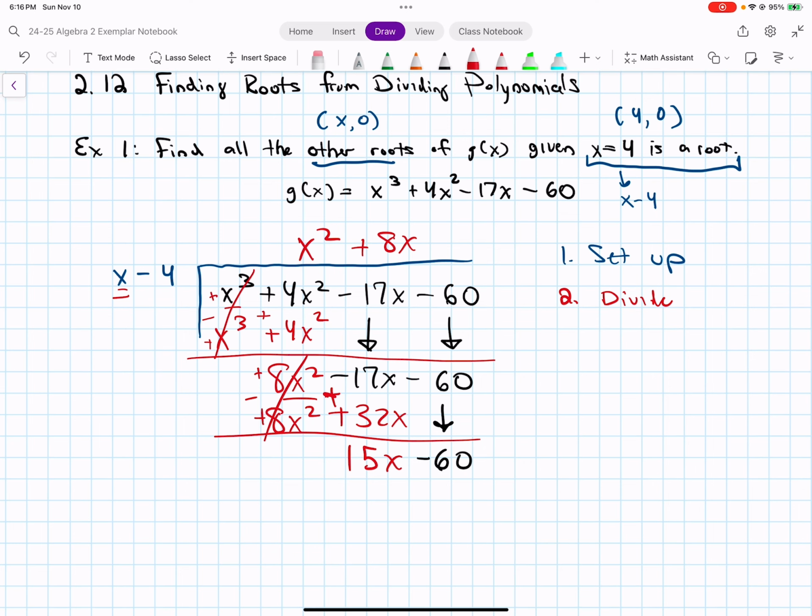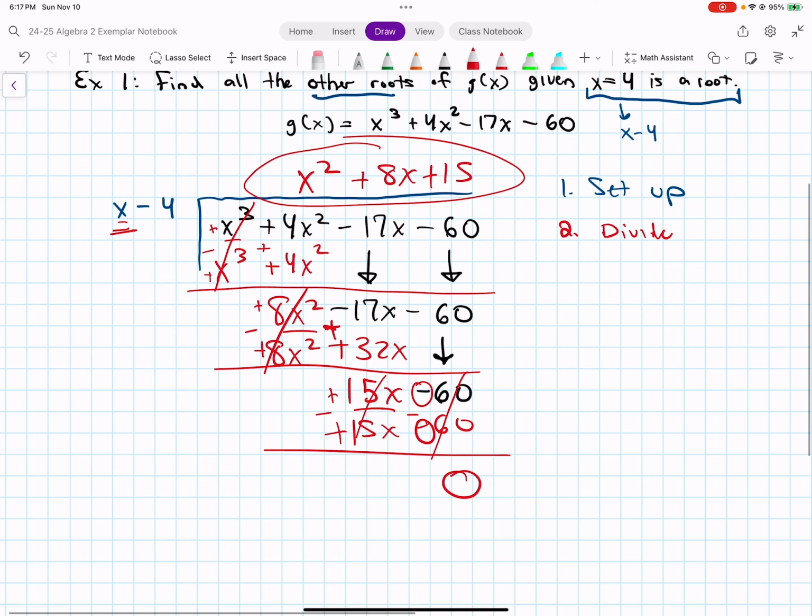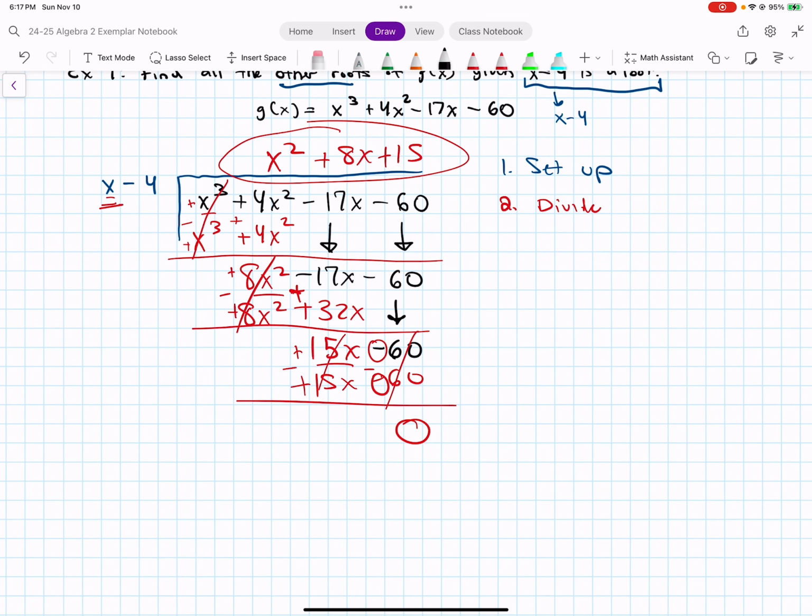And now 15x divided by x is positive 15. 15 times x is 15x, and 15 times negative 4 is negative 60. Same sign, subtract. Same sign, subtract. This equals 0. And so I divide. I found my quotient. And so factor quotient is my next step.